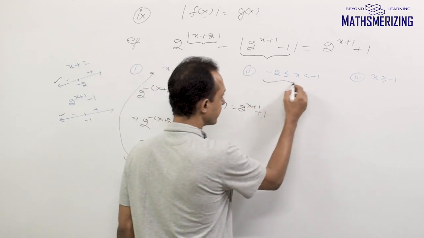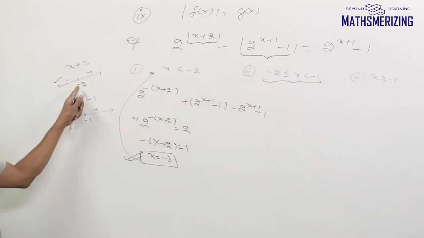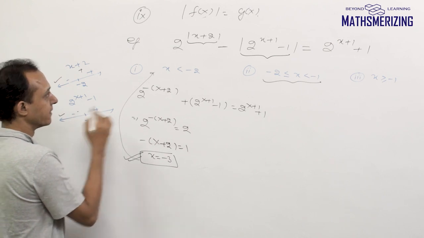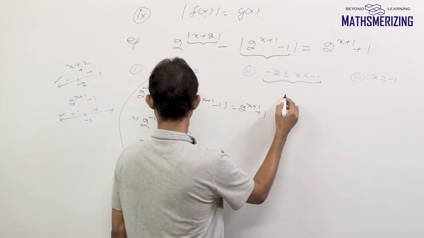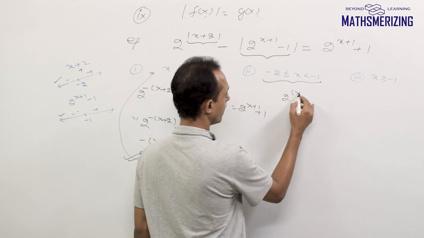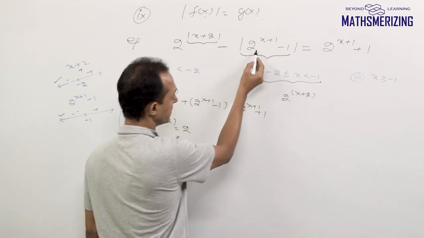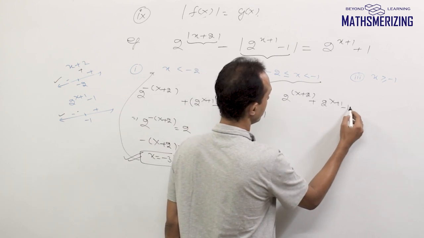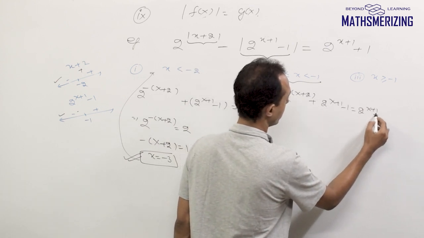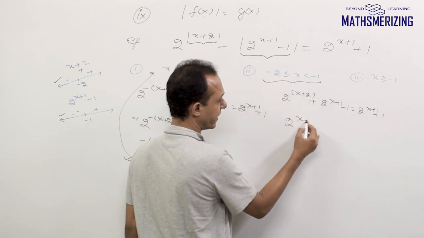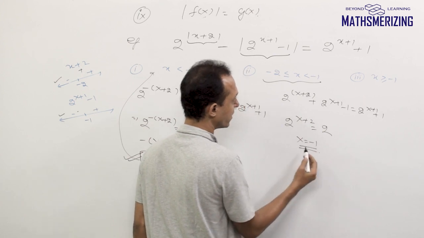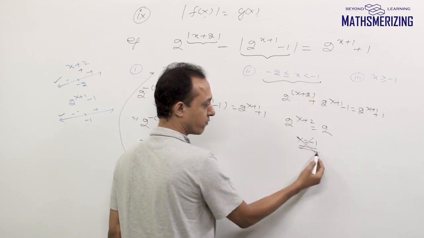Now for the second case, the first one x plus 2, between minus 2 and minus 1, will be positive, and 2 to the power x plus 1 minus 1 will be negative. So I'll write this as 2 to the power x plus 2, and because this is negative, minus and minus will be plus. So I'll get 2 to the power x plus 2 equals 2. I'll get x equals minus 1. Now because minus 1 is not included, I won't choose it.